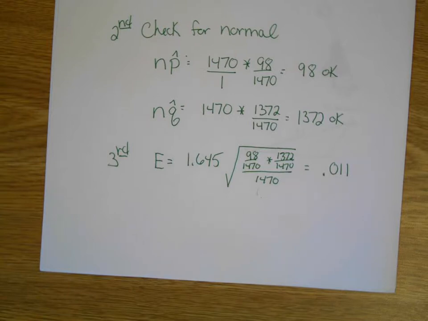Okay, I can do mine real quick. If I was doing this one, I would not bother with that square root at this point. I would take 98 divided by 1470 times 1372 divided by 1470, get an answer. Divide by 1470, get an answer. Square root that answer. Multiply it by 1.645. Just keep hitting enter a bunch of times. You don't have to use parentheses. Whatever makes you comfortable.